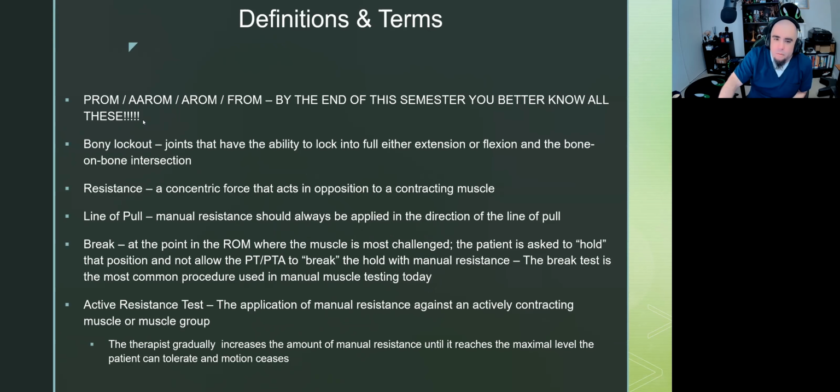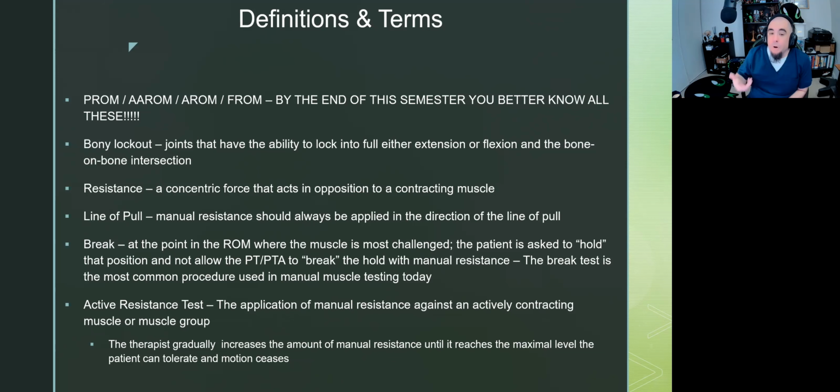So we're going to start talking through it a little bit. So again, you're going to see that we keep hitting these terms over and over and over again, right? PROM, AAROM, not AARON, that's a different skip. AAROM, AROM, and FROM, right? So passive range of motion, active assisted range of motion, active range of motion, and functional range of motion. By the end of the semester, this should be like you wake up and have a nightmare about these terms, right?